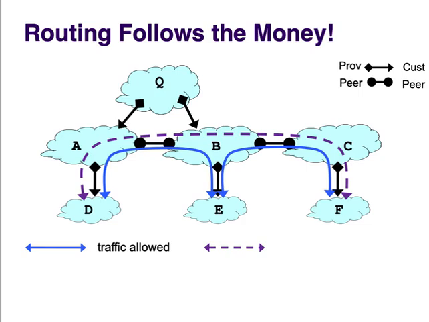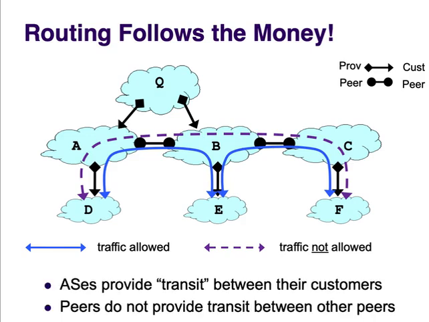Yeah, so everyone's saying no, right? And you see this by looking at ASB. ASB is carrying traffic between A to C, doesn't get paid by A, doesn't get paid by C. So why would you ever do that? Not a great idea, right? So traffic not allowed. This is pointing at a more general rule that ASs will provide transit between their customers. You're not going to provide transit where there isn't a customer on one end. And peers are not going to provide transit between other peers. So you're not going to have an AS that is taking traffic from one peer and sending it to another peer. Why would you do that?